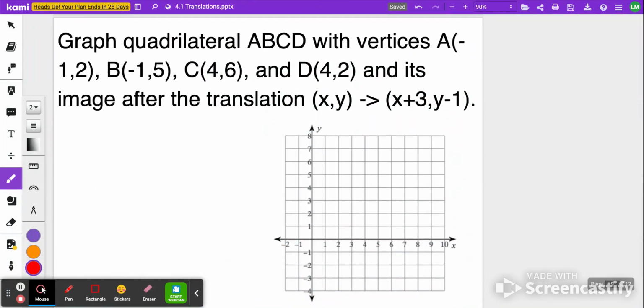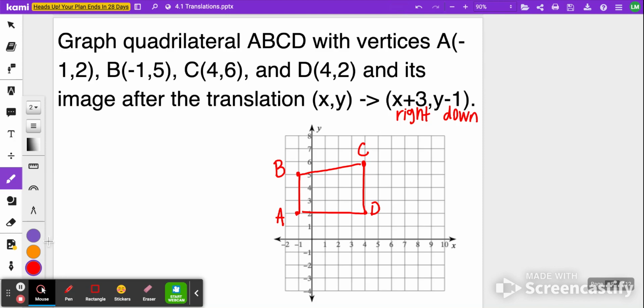Graph quadrilateral ABCD with these vertices: (-1, 2), (-1, 5), (4, 6), and (4, 2), and then its image after the translation (x, y) goes to (x + 3, y - 1). That means right 3, and y minus 1 means down 1. Let's go ahead and plot the points of our pre-image first. So here is the pre-image ABCD.